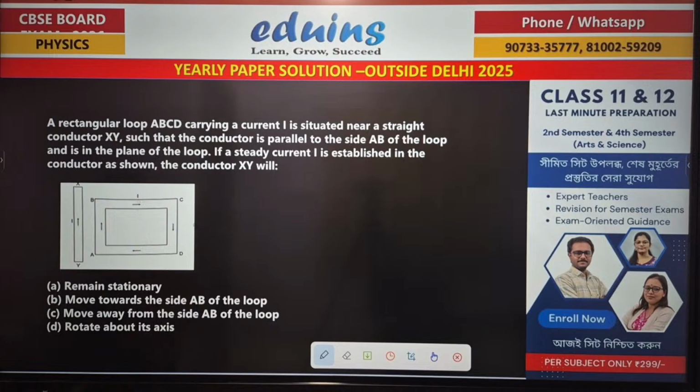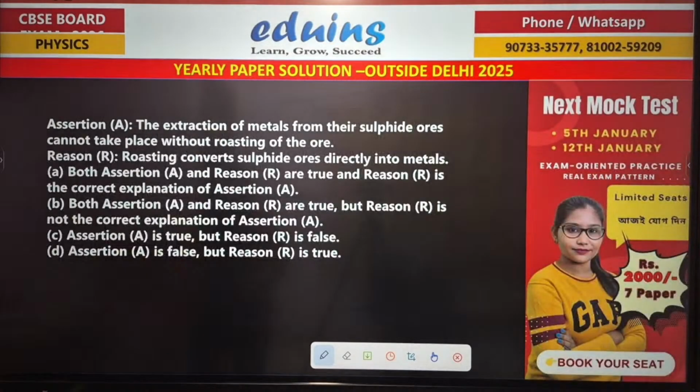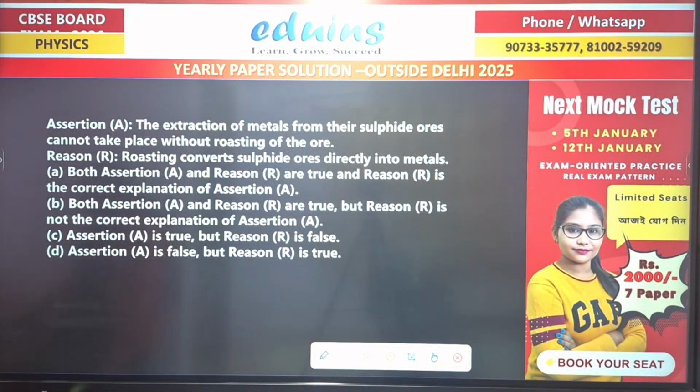Now, the biology part of the science section is taken by your Abhishek sir, and I have to take the physics and chemistry part for you students. Okay. Now, there is an assertion and its reason. The assertion is: the extraction of metals from their sulfide ores cannot take place without roasting of the ore. And the reason is: roasting converts sulfide ores directly into metals.